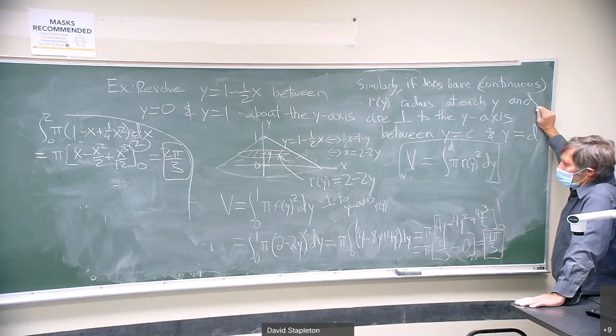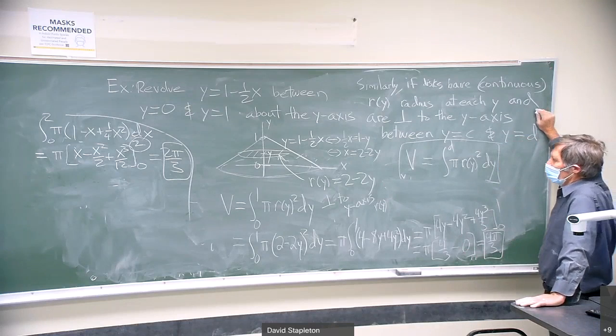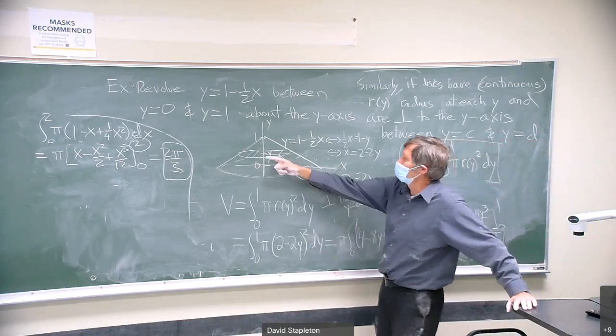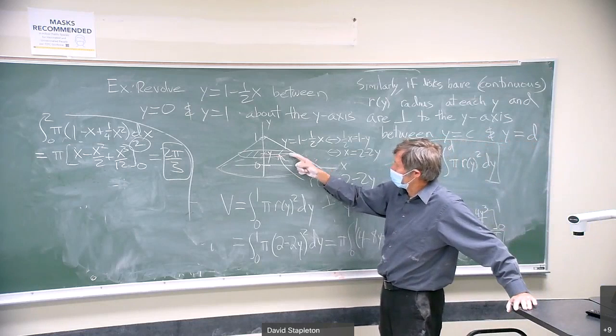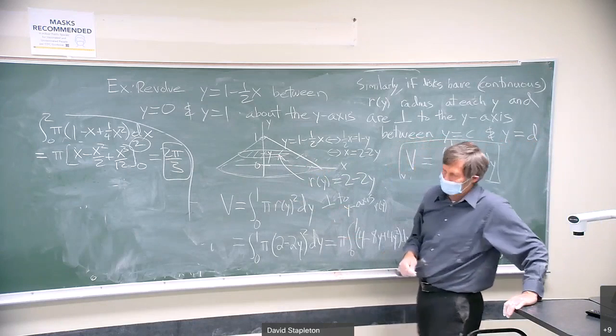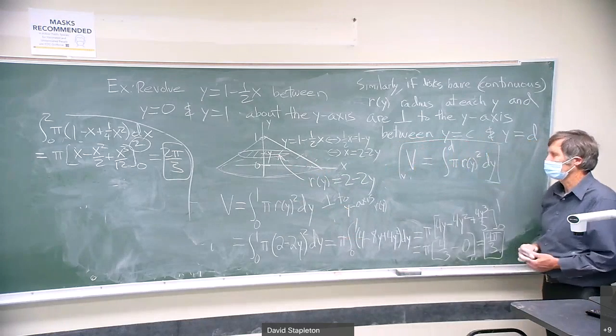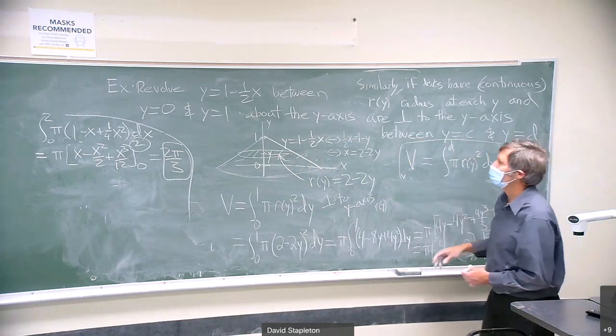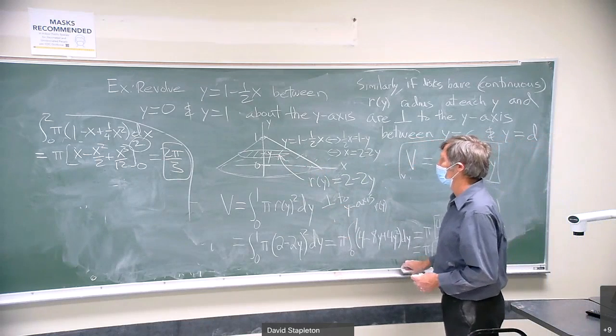So there's the cross sections by revolving around the y-axis. To evaluate the volume, you just find the radius of the typical cross section and integrate pi r of y squared dy. How about that?